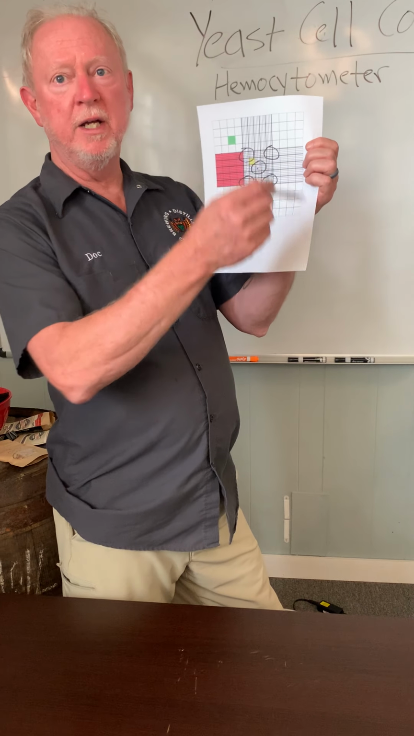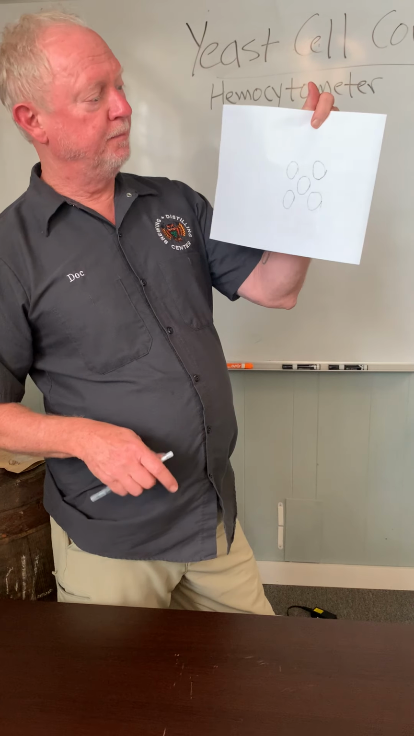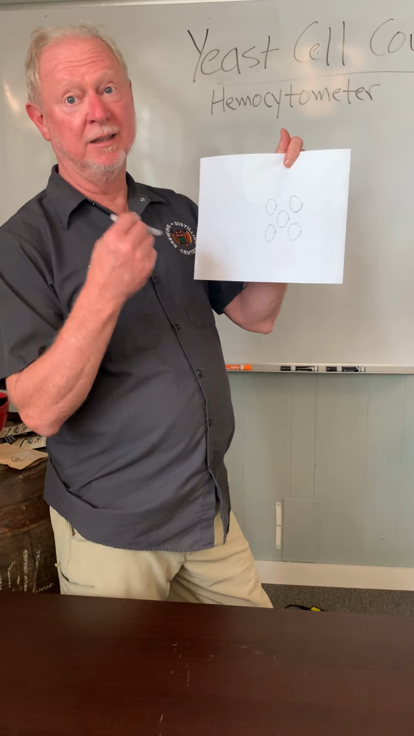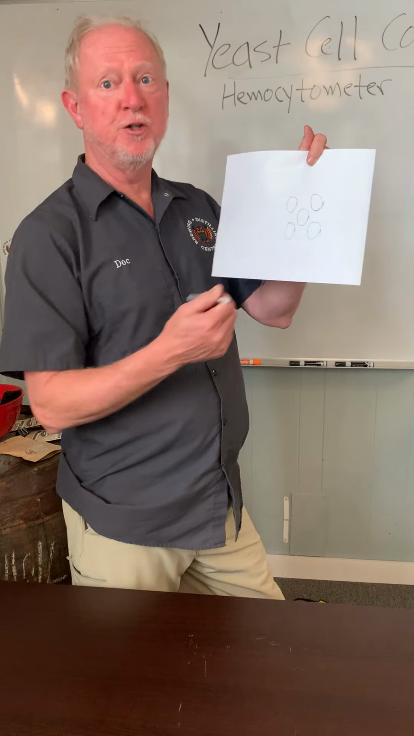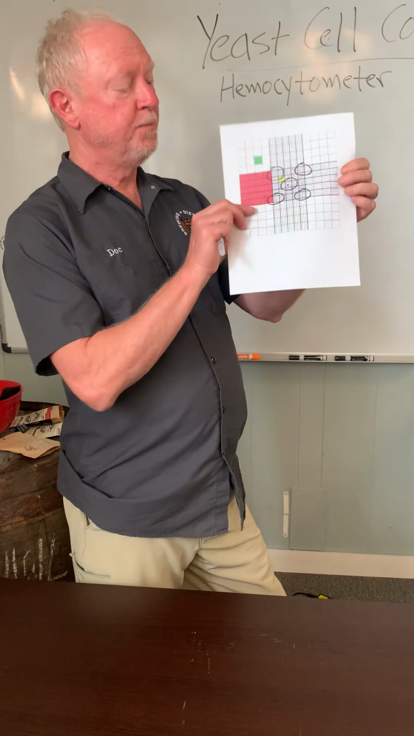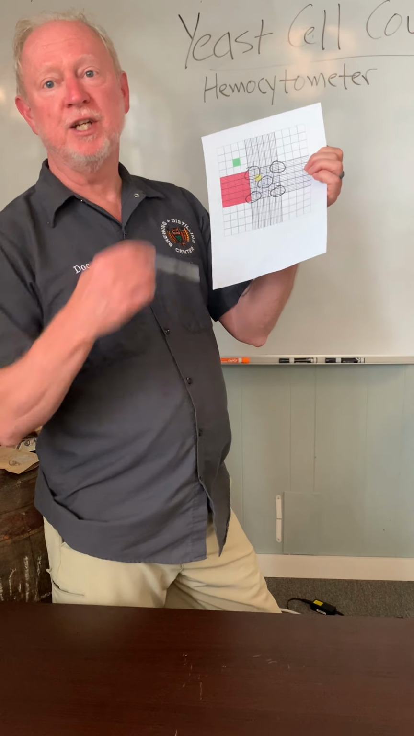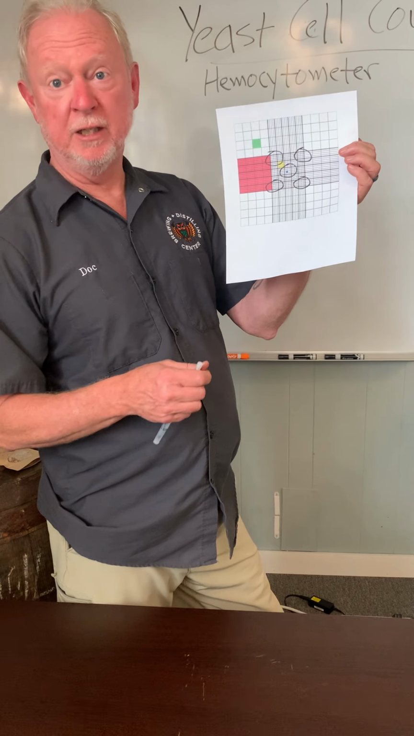If you didn't have a grid on here and you just had a blank screen, if you will, or a blank slide, and you've got literally hundreds and hundreds of cells that you're trying to count, you can't keep up with those cells where they are. So we use a grid in a hemocytometer. That's the sole purpose of a hemocytometer, is to keep up with the cells that you're counting so you can do a proper and good count.